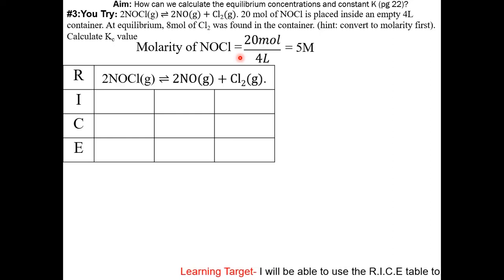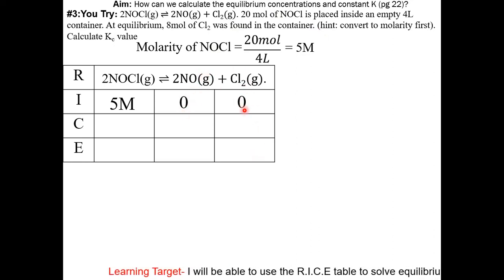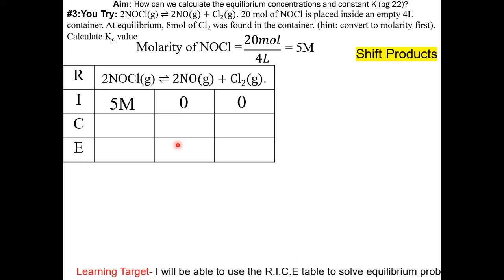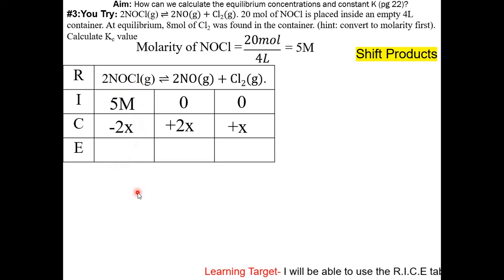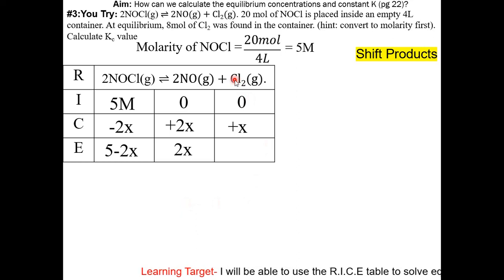The next step is to set up the rice table. The initial concentration of NOCl is 5 molar. In the question, we are not given the initial concentration of the products, so they are 0. Since they are 0, the reaction will shift to the product side. The change of concentration for NOCl will be minus 2x. The change of concentration for NO will be positive 2x. The change for Cl2 will be positive x. So the equilibrium concentration for NOCl will be 5 minus 2x, for NO will be 2x, and for Cl2 it is x.